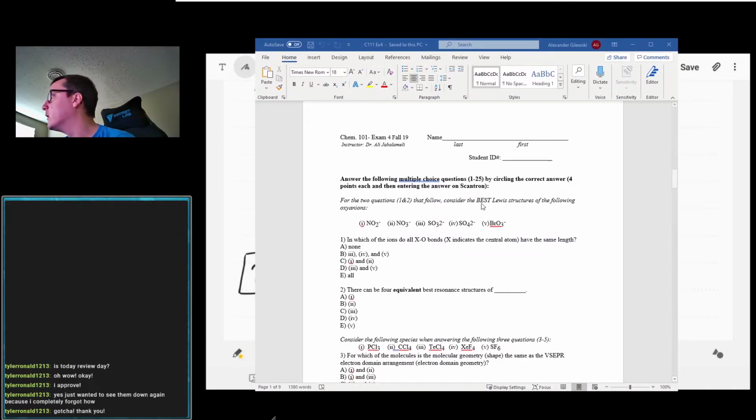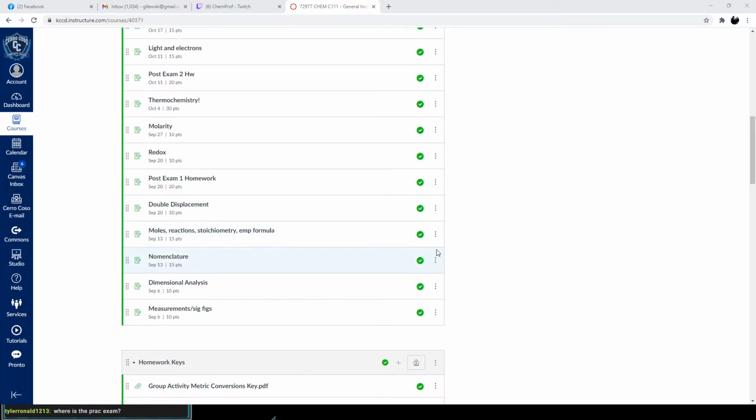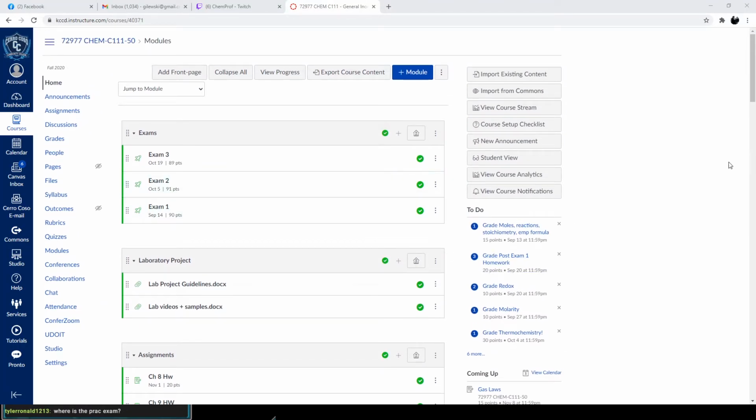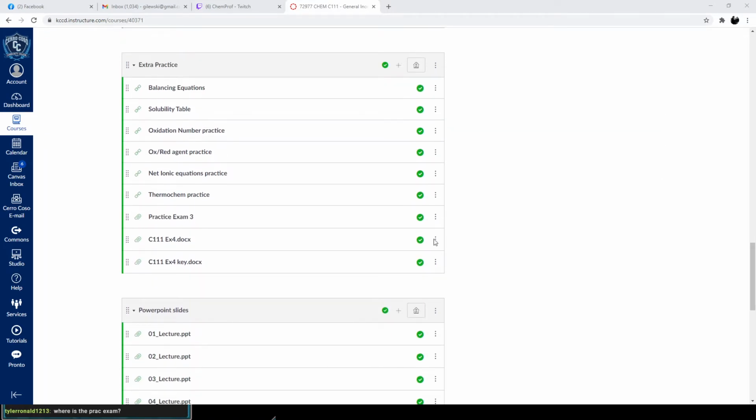Let's just put this here. So I've got another stolen exam here. If we look on Canvas, let me just show Canvas then. Okay, here's our homepage on Canvas. Scroll all the way down to extra practice. I have here your exam, full practice exam 4, and then your key for it as well. So you'll be able to see the answers there.